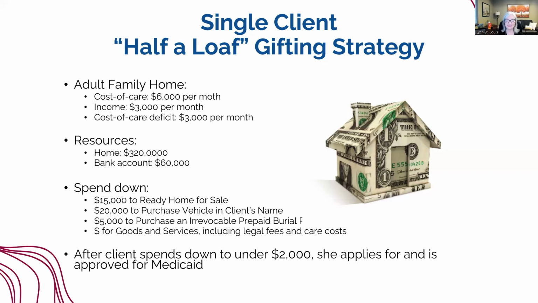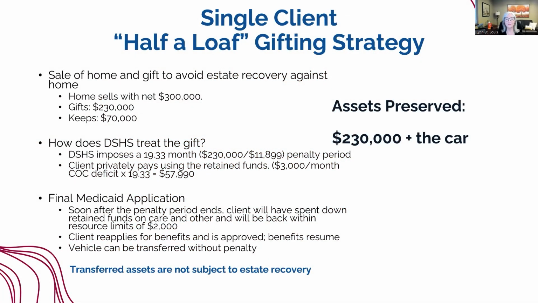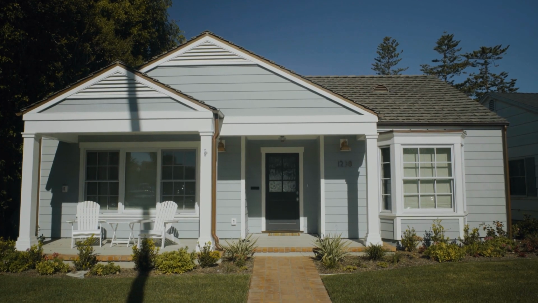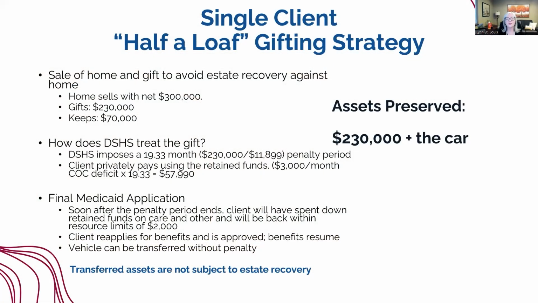So the client is down to $2,000. We apply for Medicaid for the client and Medicaid approves benefits. They're on Medicaid. What's next? Well, to avoid the house going to the state, we're going to sell the house. This avoids estate recovery and it also preserves assets. I've included on the slide some of how this works. The home sells, it nets $300,000. The person gifts $230,000 and they keep $70,000.